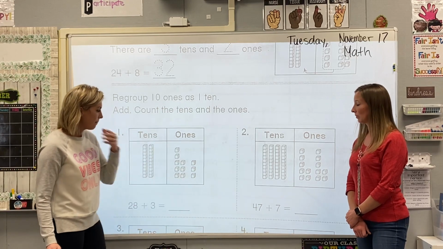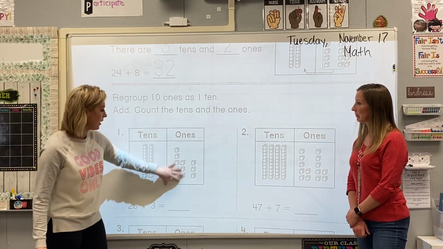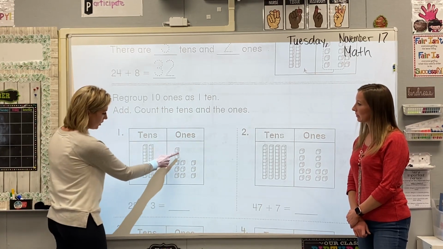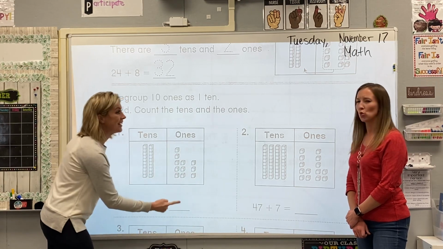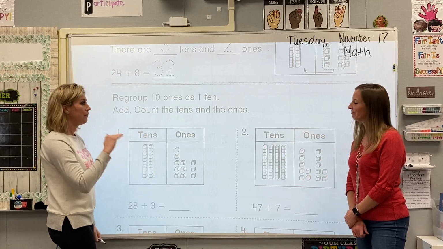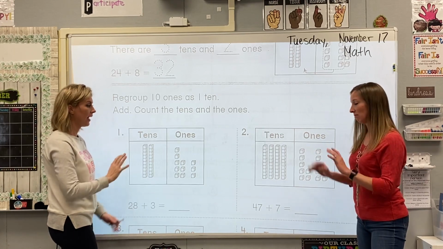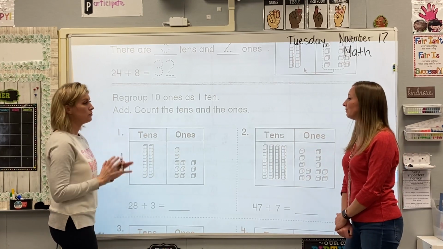1, 2, 3. So if I count up how many total ones I have, 1, 2, 3, 4, 5, 6, 7, 8, 9, 10, 11. Ooh, too many. How many am I supposed to stop at? 10. I can't have more than 10. No. Here comes the group, scoop, and trade.